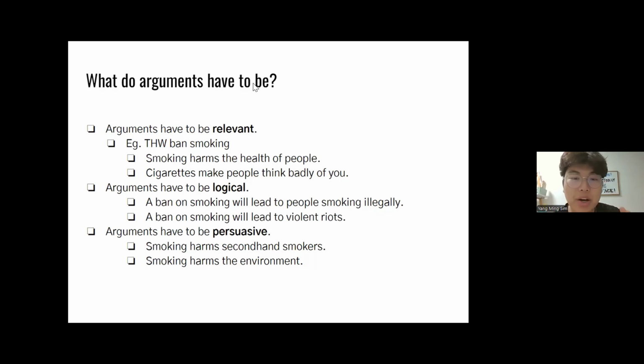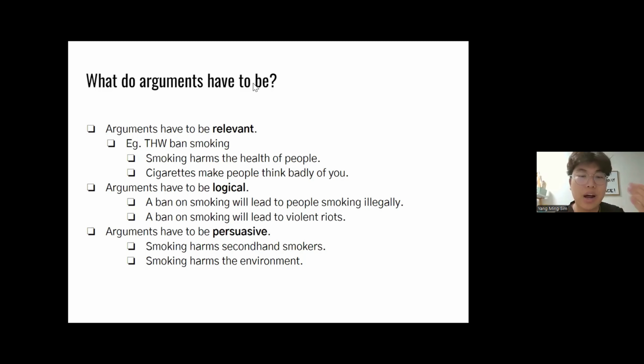So in an argument like a ban on smoking will lead to people smoking illegally, you need to tell me why it is logical that because we ban smoking, people still smoke and do it illegally. You also need to explain why smoking illegally is a bad thing. The second argument, that a ban on smoking will probably lead to violent riots, also has a gap in between. It's asking the question, why would a ban on smoking lead to a violent riot? There's a big gap in the link in between, right? You have to prove it. And today we'll cover how we make our arguments logical.